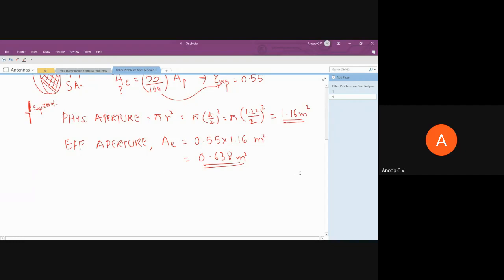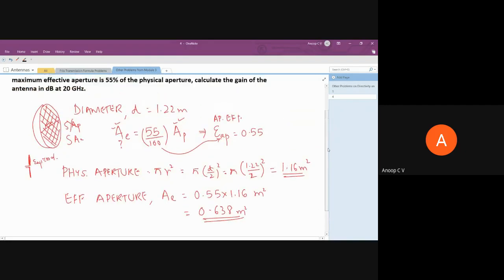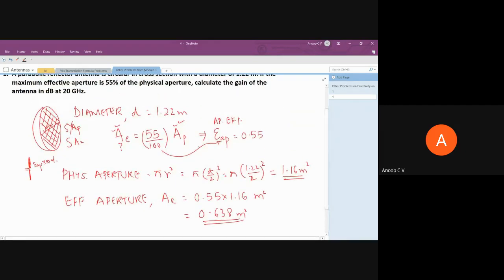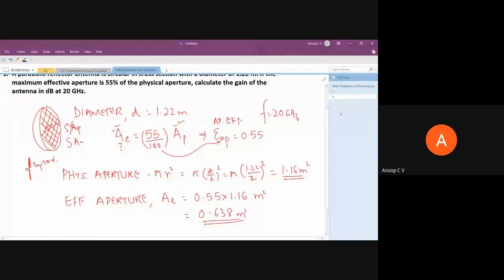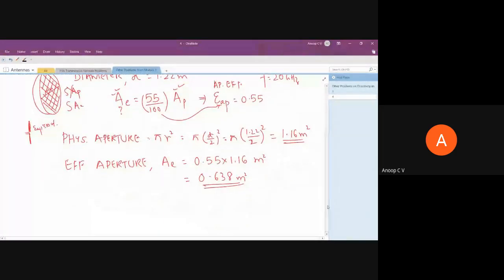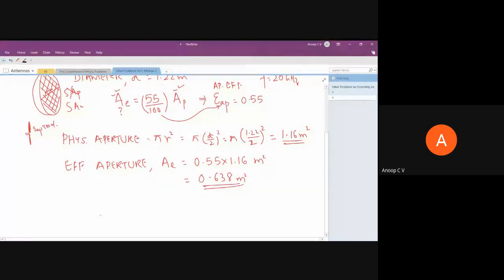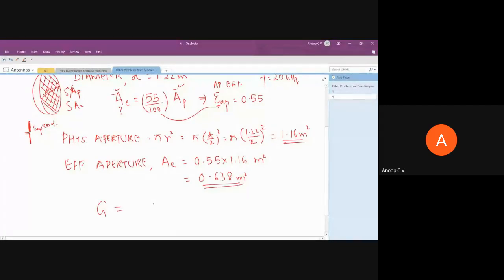Now what is the question? One more thing given in the question is F equal to 20 gigahertz. So I need to find the gain of the antenna in dB. Gain is what I have to find out. Is there any equation which relates gain and effective aperture?